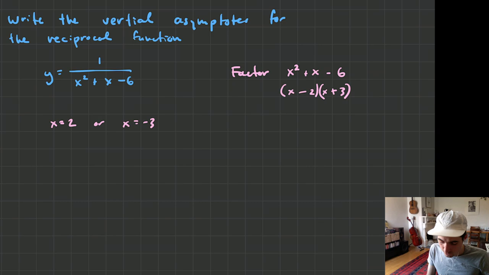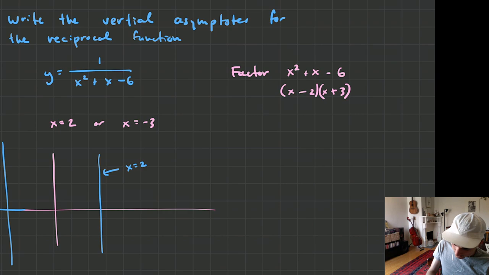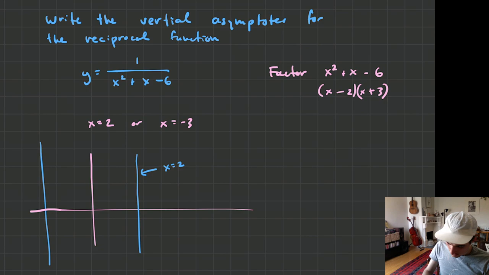We can graph this. So if we were to graph this, if x equals 2, then that would be over here. Maybe I'll do it in a different color. So there's x equals 2. Right, and then x equals negative 3 would be over here. Pardon the blue line, that's actually supposed to be part of the axis here. I'll fix that. There we go. Okay, so there's the other line. This would be x equals negative 3, right?